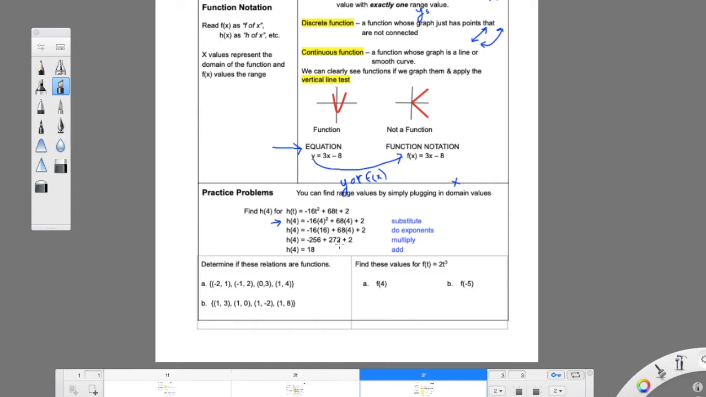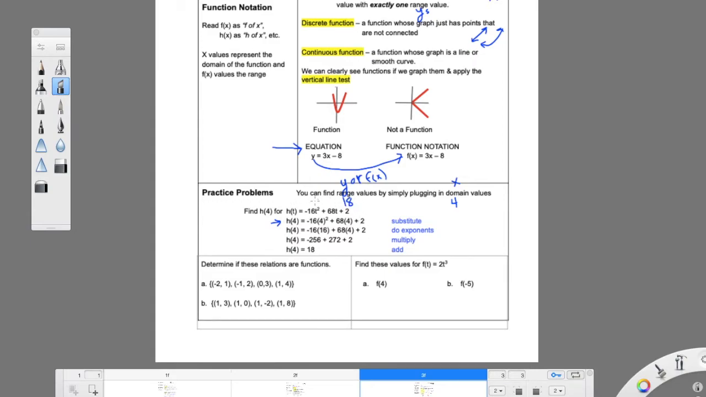Now, we can just do our addition and subtraction. So when we subtract and then add, we get 18. So if I plug in 4, that's my input, that's my x. So my domain in this case would be 4. My range would be 18. And I can keep going.